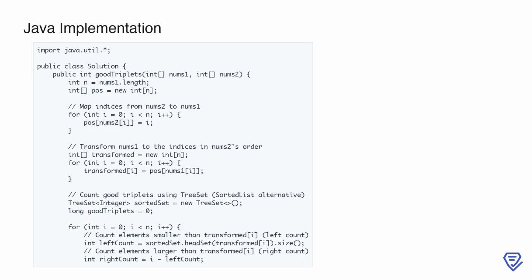Next, we create a transformed array, where each element of nums1 is replaced by its corresponding position in nums2 as per the POS mapping. This allows us to work with the relative order of elements in nums2. Finally, we initialize a TreeSet, which will help us maintain a sorted collection of elements, and a variable goodTriplets to count the valid triplets that meet the problem's conditions. The TreeSet is particularly useful here for efficiently counting elements smaller or larger than a given value.